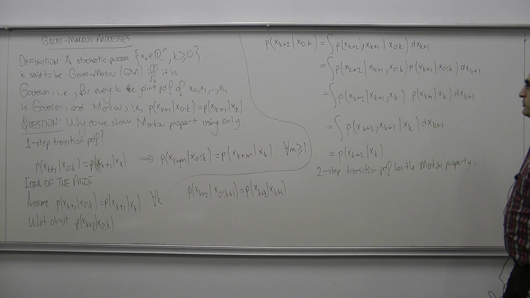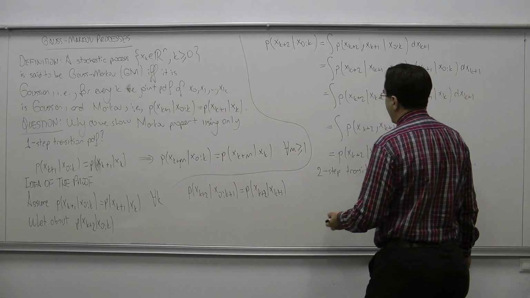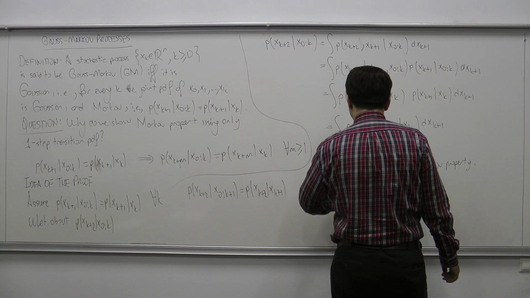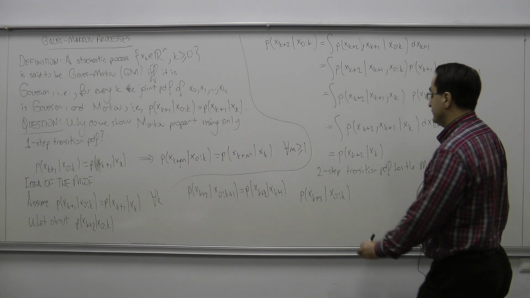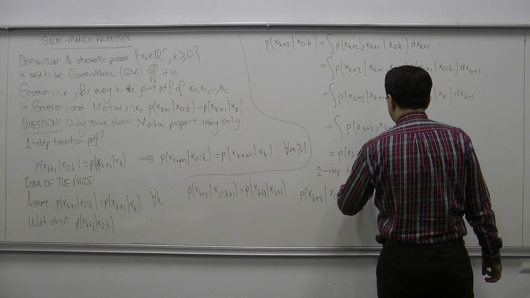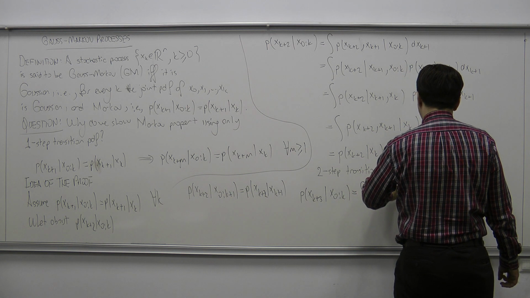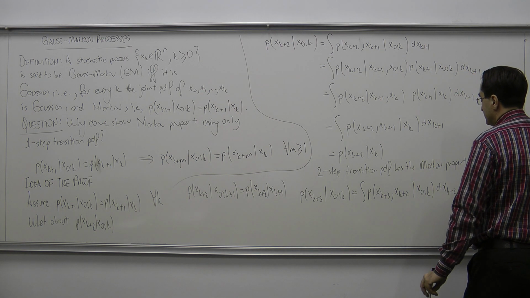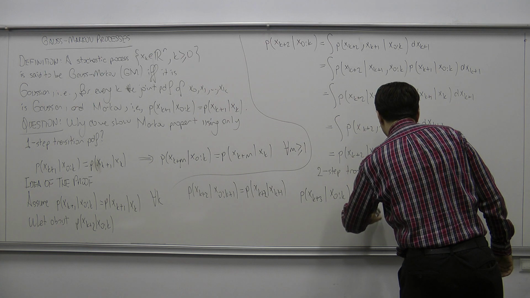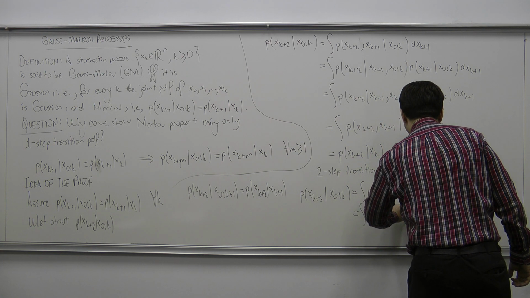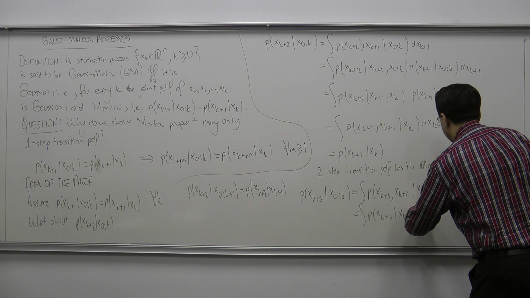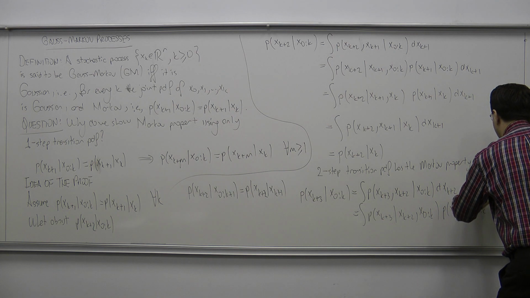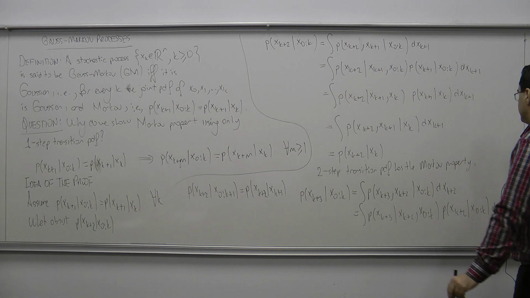But then we can continue this logic for any step transition PDF. If I would like to consider three-step transition PDFs, I can always write this as P of x_{k+3}, x_{k+2} given x_{0:k}, dx_{k+2}. And we see that this is going to be P of x_{k+3} given x_{k+2}, x_{0:k}, times P of x_{k+2} given x_{0:k}, dx_{k+2}.